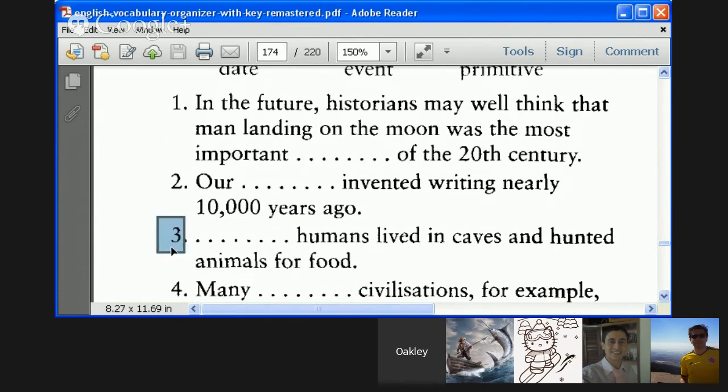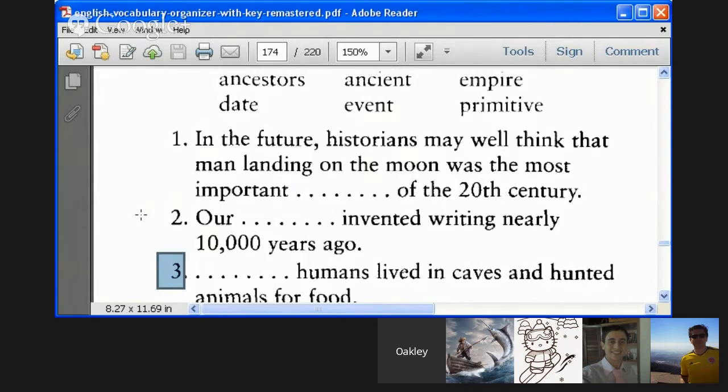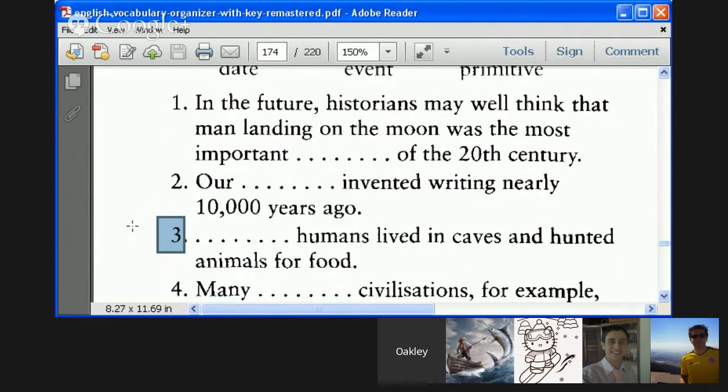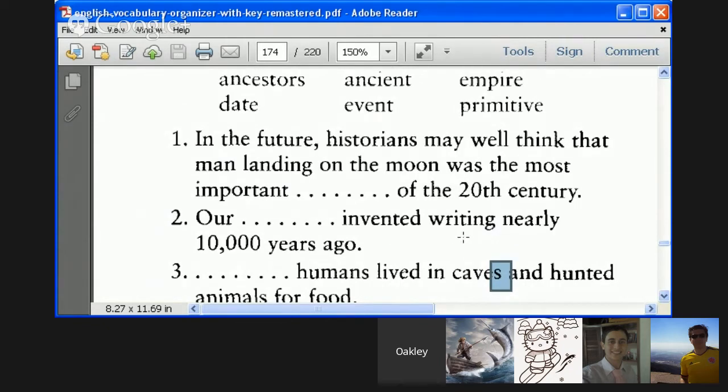Johnny, number 3. Ancient humans lived in caves and hunted animals for food. Okay. Lived in caves, but be careful. Make sure you're pronouncing that S in caves. Yeah, you got it. All right. Ancient. How old does it have to be before it's ancient, Johnny? 80 years ago. More than 80 years old. You're making that up.